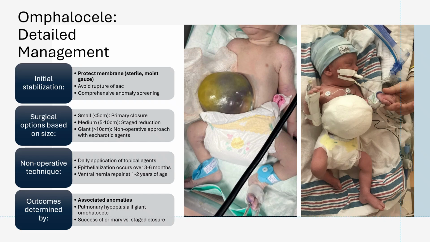Pulmonary hypoplasia kills, not the abdominal wall defect. Match your strategy to the infant's physiology. Aggressive early closure isn't always better when the underlying anatomy can't support it. Success comes from recognizing when patience serves the patient better than surgery.